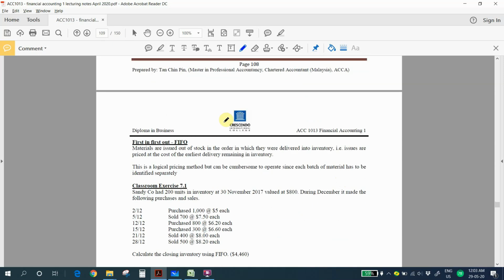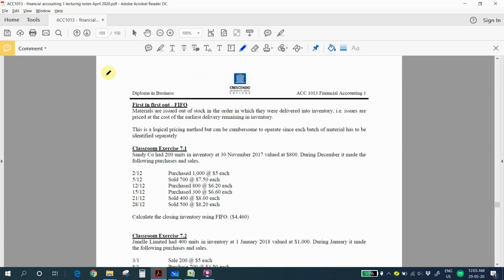So let's take a look. We start from first in, first out first. What is first in, first out? Materials are issued out of stock in the order in which they were delivered into the inventory, meaning that issues are priced at the cost of the earlier delivery remaining in inventory. This is a logical pricing method but can be cumbersome to operate since each batch of the material has to be identified separately. So we will go through this exercise together, classroom exercise 7.1, to understand how to compute the value of closing inventory by using the first in, first out method.